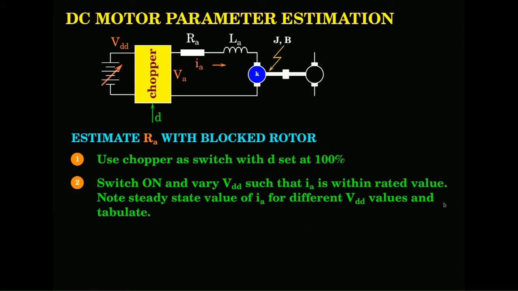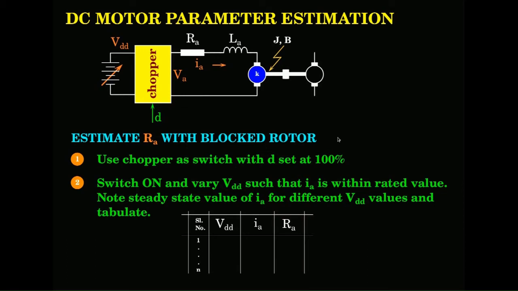So vary VDD and repeat the experiment. Basically you need to tabulate, for many different values of VDD, the IA you note down, and RA is VDD by IA. Then you average it, and you will get the closest value of RA. In any tabulation, why do we average it? I will visit it later when we are doing optimal filters. Why do we average it?